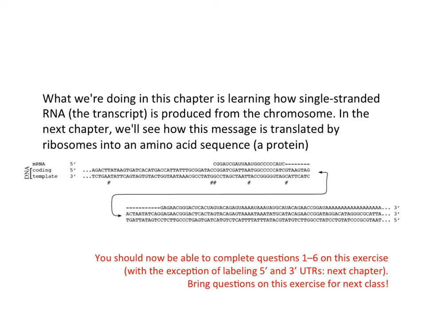So at this point, if you've already downloaded this PDF exercise from Blackboard, you should be able to do questions 1 through 6 already, and I suggest that you work on those. The one exception is there's one part of question 1 that you probably aren't going to be able to do until we talk about translation. You may know this already, but I'm asking you to label 5' and 3' untranslated regions. We'll talk about that next chapter. So you don't have to be able to do that specific part of question 1 yet. But otherwise, questions 1 through 6, you should be able to get through. Try this before next class, bring questions. Do you have issues identifying some of the parts of a gene, and so forth.